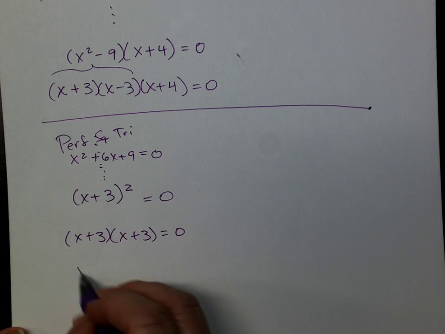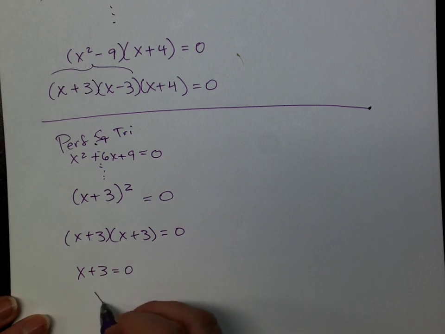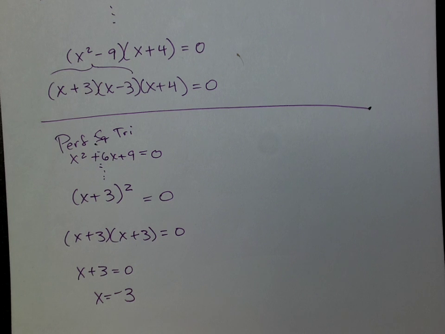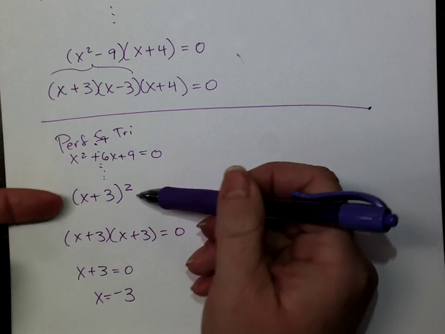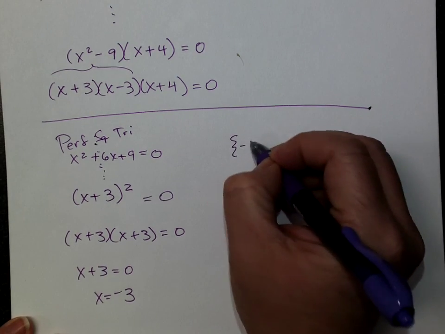Yeah, so when you get x plus 3 equals 0, it's a double solution. x equals negative 3 for both of them. So how many solutions do you have? 1. You expected 2, which technically you got, but it was a double solution, so you only write 1.